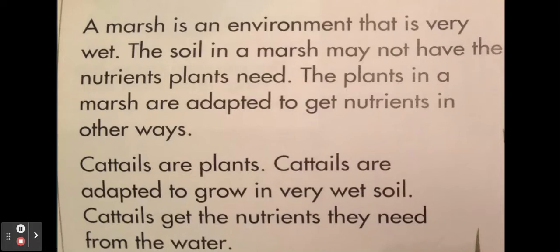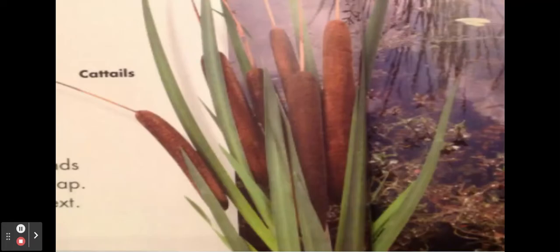A marsh is an environment that is very wet. The soil in a marsh may not have the nutrients plants need. The plants in a marsh are adapted to get nutrients in other ways. Cattails are plants. Cattails are adapted to grow in very wet soil. Cattails get the nutrients they need from the water. All right, a lot of information here. And here is a cattail. Nature's corn dog.